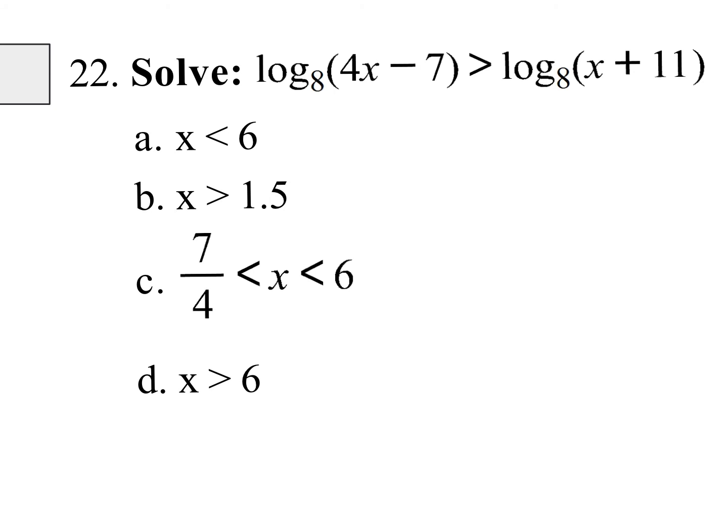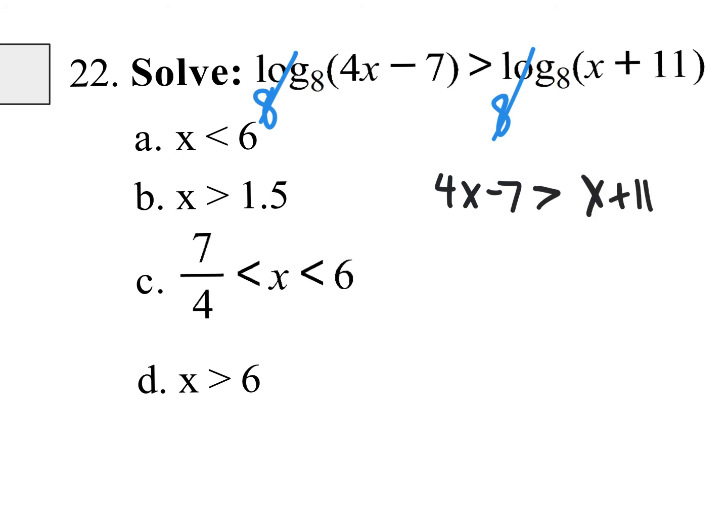Just like any other equation, when you want to get rid of something, you do the inverse operation. The inverse of a logarithm is an exponent. So we're going to raise both sides to become powers of base 8. Okay? And those will eliminate. Okay, it rhymes again. So what do we have left? We have a 4x minus 7 that comes down is greater than x plus 11.